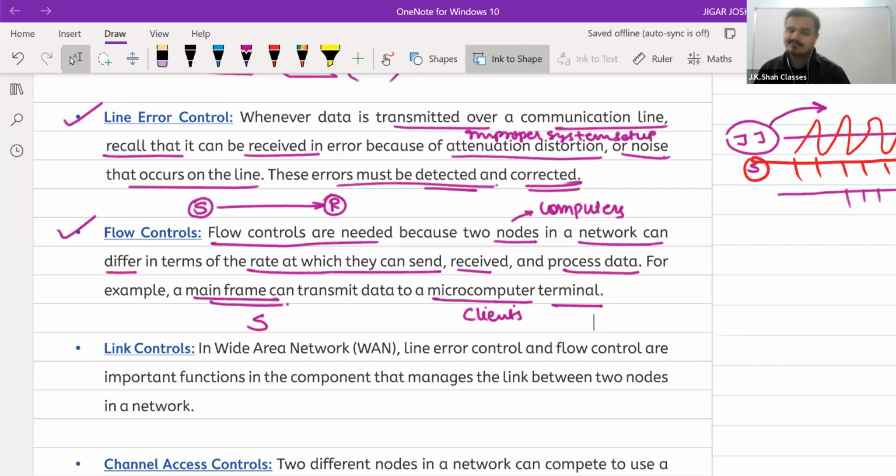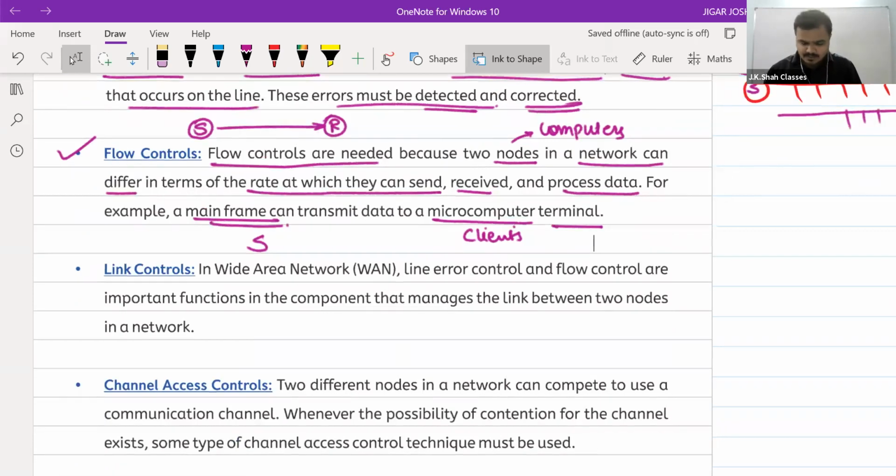Understood, my dear students? Yes. Next one, link control. See this, link control is a very simple thing. Suppose I am sharing some data with you, then link control means that the link should flow properly from the sender to the receiver. See this.